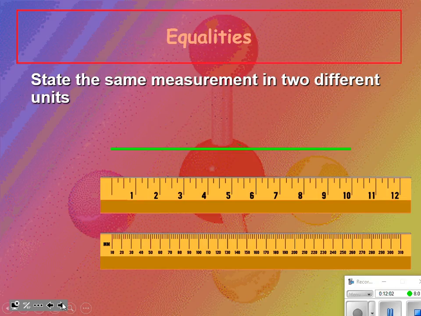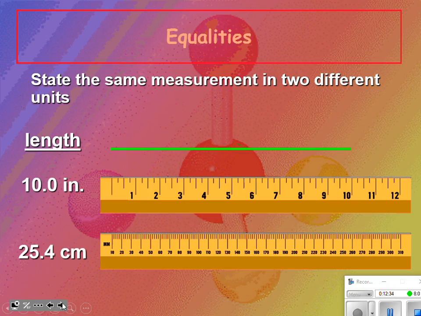Now, just to show you the equalities here, if I'm looking at that top ruler, and that top ruler is inches, I'm reading that as 10 inches right there. Now, if I'm reading it at the bottom, I'm reading that as 10.0 inches. It's right on the line. If I'm looking at that in millimeters, it would be 254, but in centimeters, which is moving it one to the left, I get 25.4 centimeters.